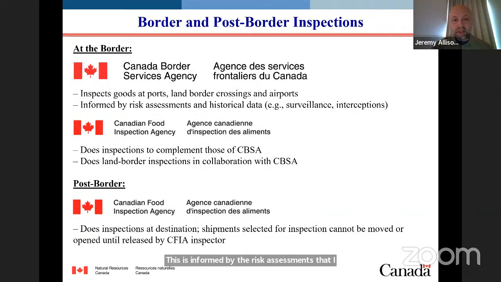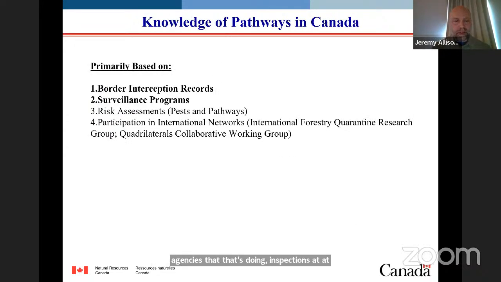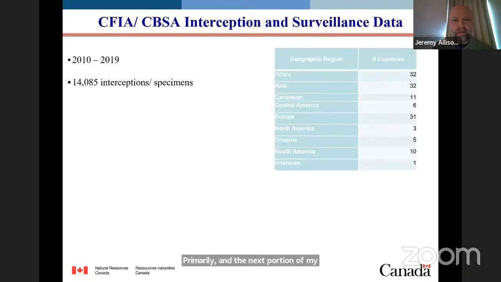The CFIA also does inspections that complement those activities of the CBSA. And post-border, it's really the CFIA, the Canadian Food Inspection Agency, that's doing inspections at destinations of shipments, and they're doing surveillance within Canada. So our knowledge of these pathways, as I illustrated here, is based primarily on border interception records and surveillance programs. In the next portion of my talk, I'm going to focus on those border interception records.